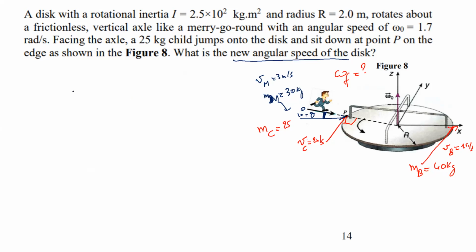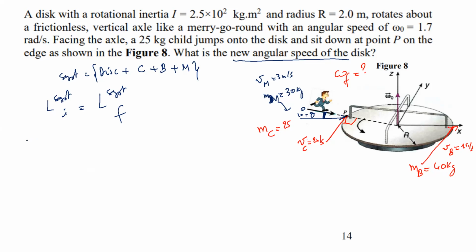You will be using conservation of angular momentum. Now your system will be the disk plus child C plus child B plus child M. So now you have to say the angular momentum of the system initial should be equal to the angular momentum of the system final. Now, what is the angular momentum of the system initial?